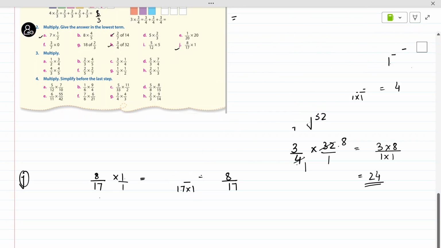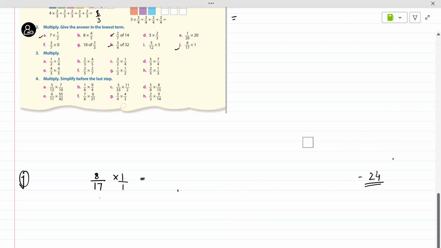Now let us move on. The questions which I have not done, I have not picked, they are marked as homework for you. You have to pick those questions for homework, and if you have any queries, you can always check with me. Now let us move to question number 3, and I am picking the B part here.